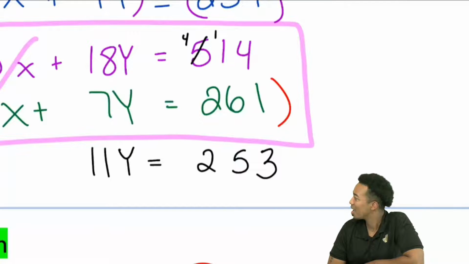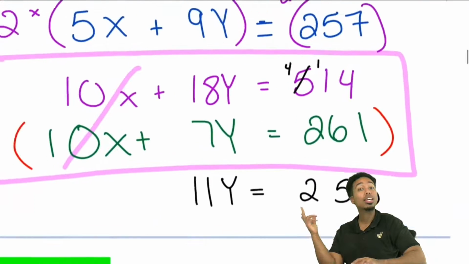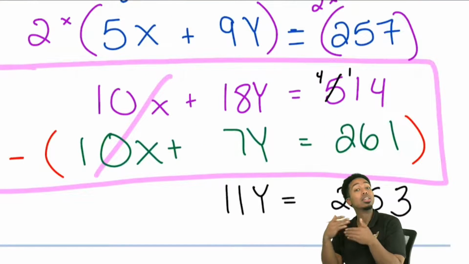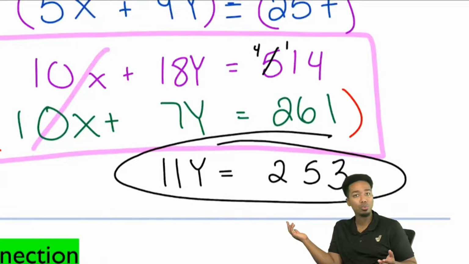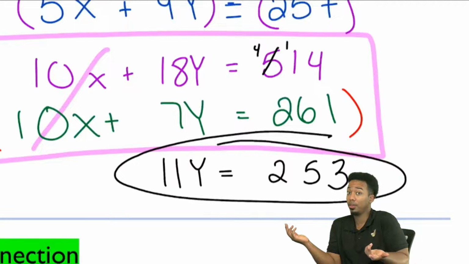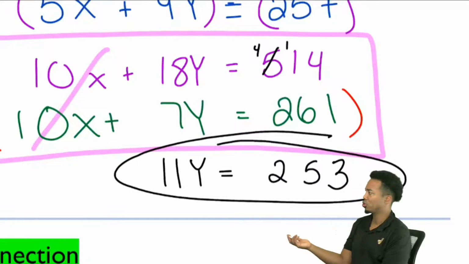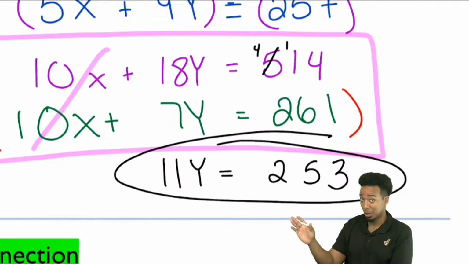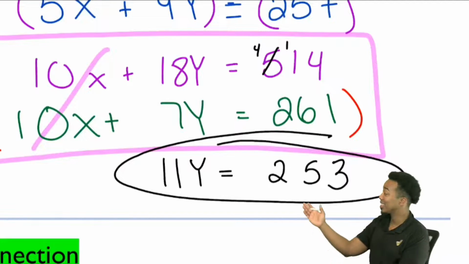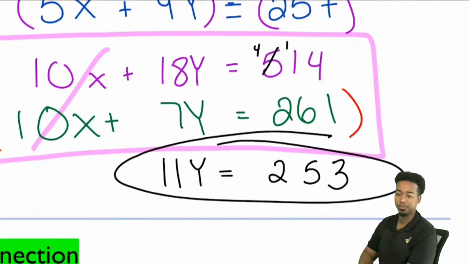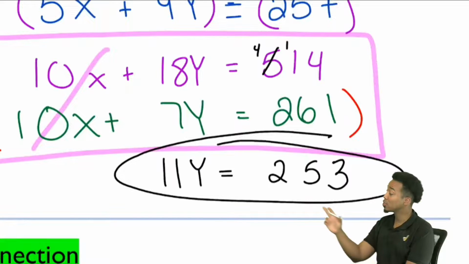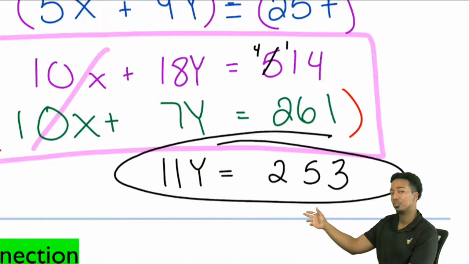So now we have 11y equals 253. Let's take a look at what happened. We eliminated the x. And when we eliminated the x, we made it so much more solvable. Because now all we have to do is divide both sides by 11. Yeah, sure, you might say, Coach, how do you divide that big number by 11? That's not the question. The question is, do you notice that this is much easier to solve now because we only have one letter, not two?